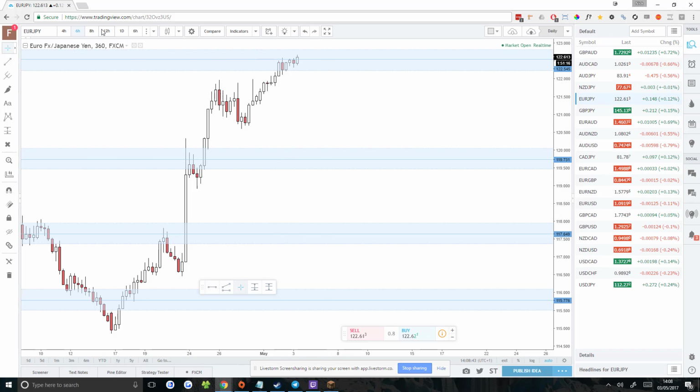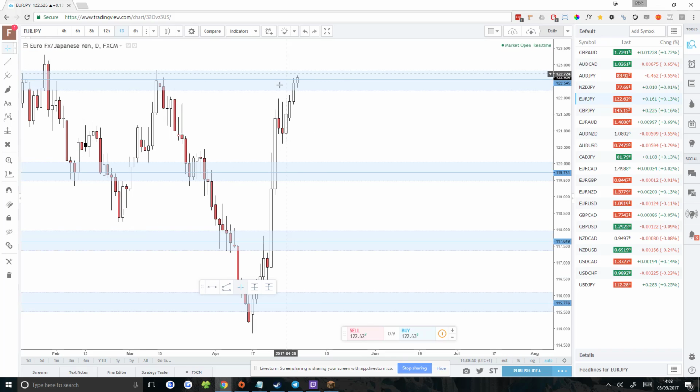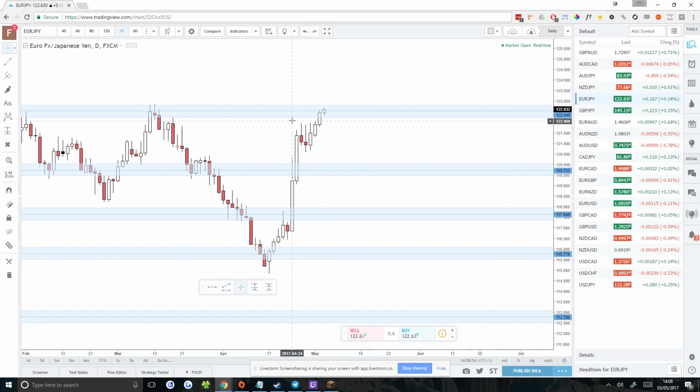EURJPY I have not entered, but EURJPY is still looking kind of decent. I'm going to wait this one out, see how it forms. This could be a short on the daily. You know, we might still get a short here. Might get a short on the daily. So keep a very close eye today on EURJPY.